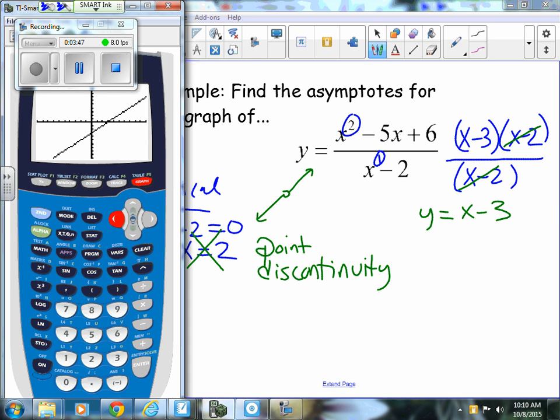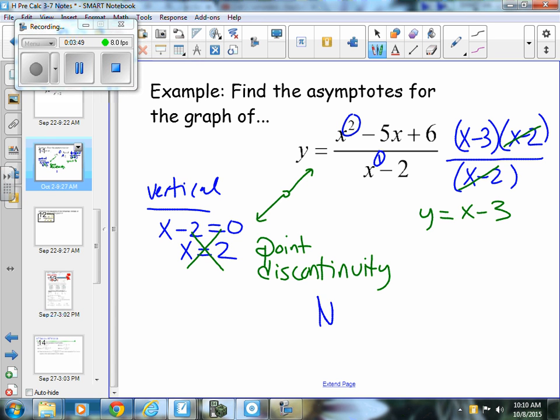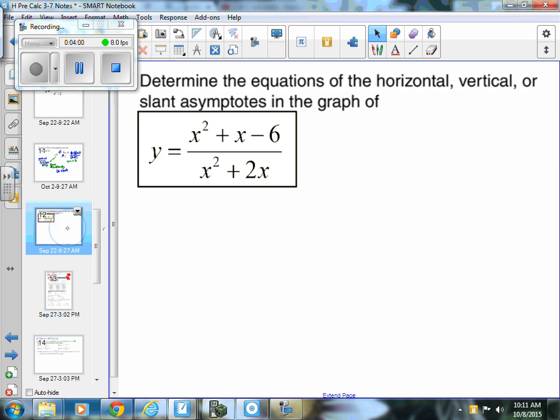So there's no horizontal or slant for this one, because it actually is a slanted line when you graph the equation. So, kind of a unique case. If that factor divides out, you end up with a linear equation. It's just that line. Okay, and this is the last one.